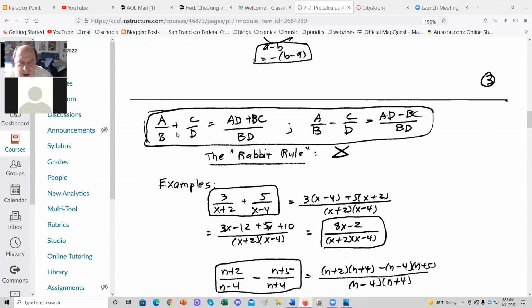Now, if we have different denominators, a over b plus c over d, or a over b minus c over d, by rescaling both fractions and adding with a common denominator, you get this: AD plus BC over BD for the sum, AD minus BC over BD for the difference. I've nicknamed this the rabbit rule because it's AD plus BC over BD. So you have this crisscross shape.